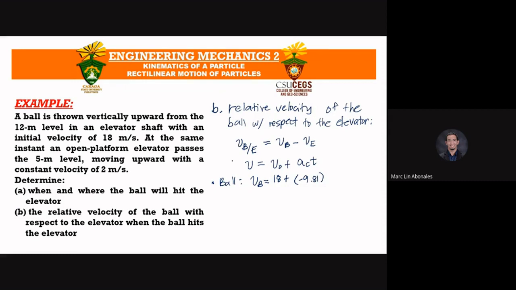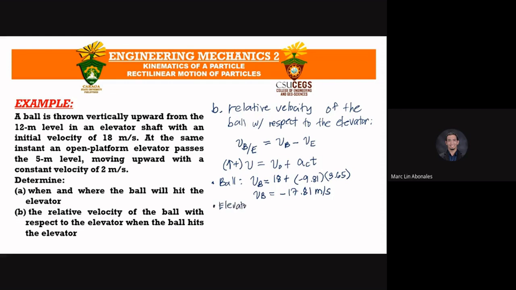Take note, don't forget to consider the positive sense. That's why our gravity here is negative and our initial velocity is positive. And for the time, we solved it earlier, 3.65. So the final velocity of the ball, at the time when the ball and the elevator meet, is equal to 17.81. So that would be negative 17.81 meters per second.